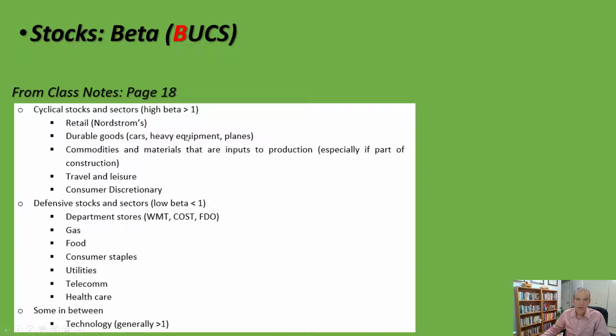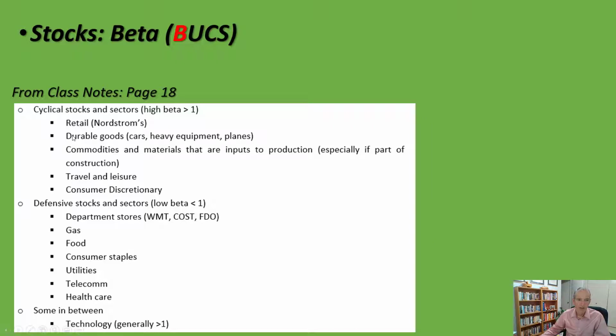Durable goods, cars, heavy equipment, planes, those types of things are going to be high beta. Those are the types of products that when people are worried about losing their jobs, they are going to purchase less of. Commodities, materials, things like steel and lumber, tend to be sensitive to the overall economy, tend to be cyclical, especially those tied to construction. Travel and leisure kind of falls under the retail. Airlines, cruise lines, hotels, they tend to do badly in a recession.